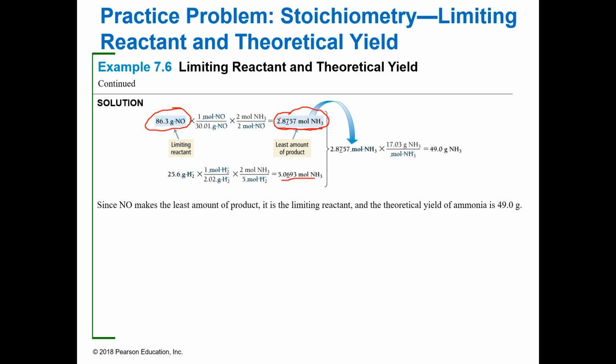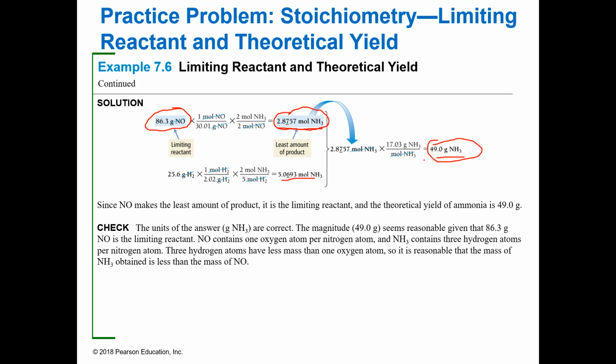Then how much product I make, well, I make this many moles of ammonia, but then I can just go ahead and convert it to grams. So this would be my theoretical yield. So the answer would be 49 grams of ammonia. Okay.